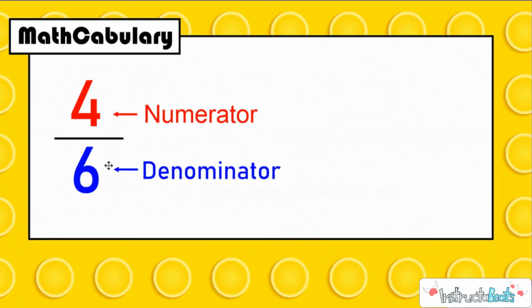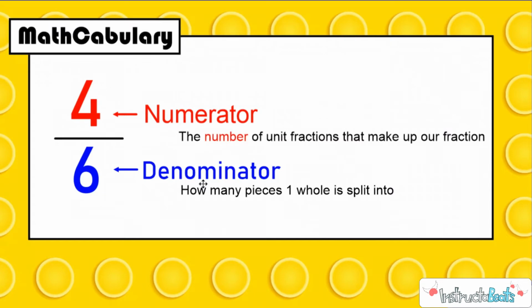Now, these both tell us information about our fraction. Our denominator tells us how many pieces one whole is split into. So during our story time, right, our whole pizza was split into 8 pieces. So that's why the denominator is an 8. Here, whatever we're splitting up is going to have 6 total pieces that make up the whole. Our numerator tells us the number of unit fractions that make up our fraction. So here for 4/6, I would have 4 pieces, right, that make that fraction up. So go ahead and pause the video, write down this math vocabulary, and then let's take a look at it in action so you can understand it a little bit better.